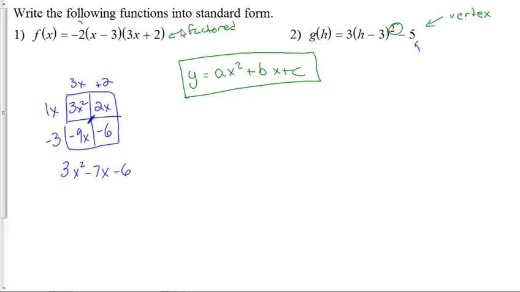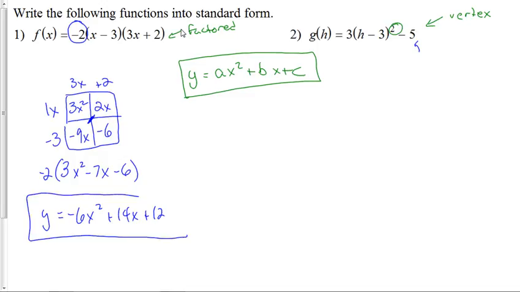Now, you still have this negative 2 out in front. So the negative 2 comes into play now. We're going to multiply all three of those parts by negative 2 for a final answer of negative 6x squared plus 14x and then a positive 12. That is now in standard form. So notice we took care of the parentheses first, and then we multiplied by a at the end.